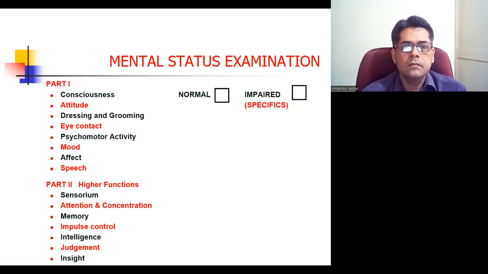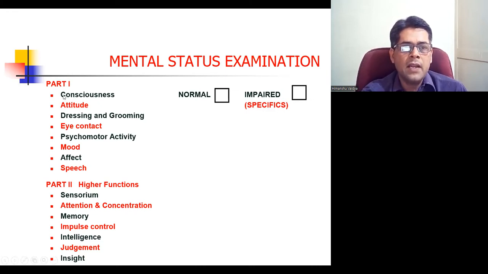So this is how the mental status examination looks like. It has two parts. Part 1 has these elements and part 2 has these elements. And for every element, we use these words normal or impaired. If it is normal, nothing to worry. If it is impaired, meaning not normal, some sort of damage, some sort of difficulty, then we give details of what is not normal, what is impaired. So this is the normal status.